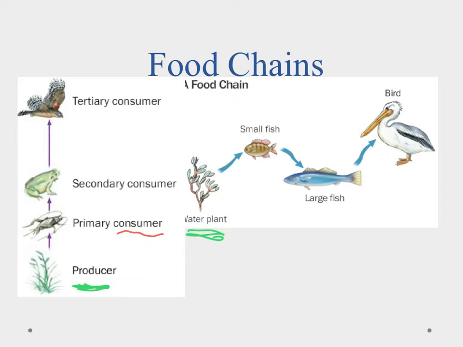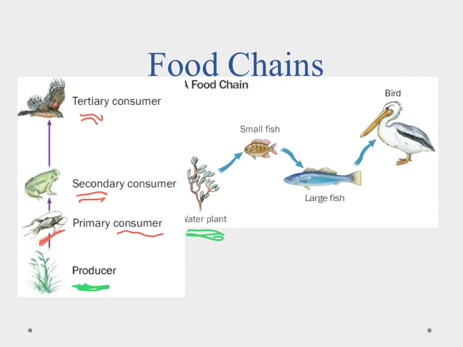In here, on our terrestrial, our land example, we have a primary consumer of a cricket, which is going to eat the grass. Then we move up to a secondary consumer, which is the frog, which will then eat the grasshopper. And then we have our tertiary consumer up here, which is our bird of prey, which is going to feed on the frogs.